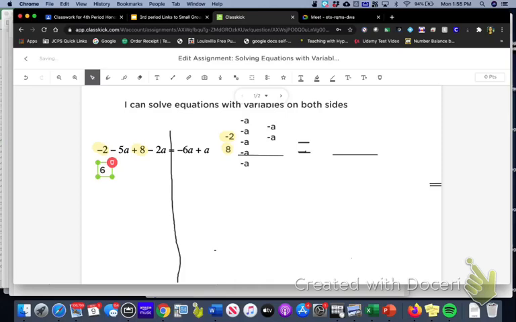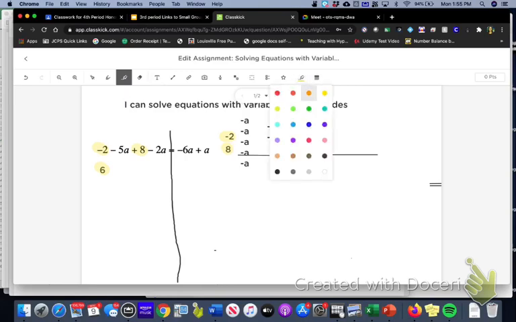So I'm going to highlight that 6 in the same color that I did the -2 and the 8, because that is a good way to indicate that I know for a fact exactly what I get when I put those together, when I combine them.